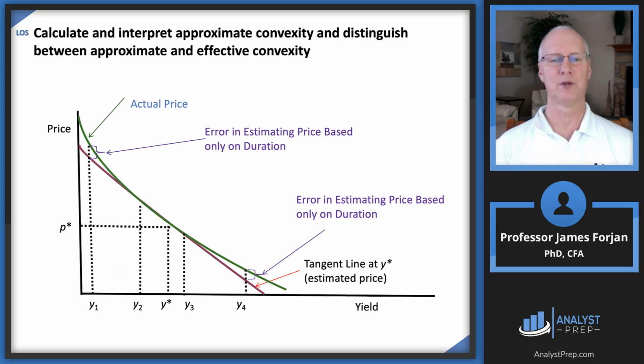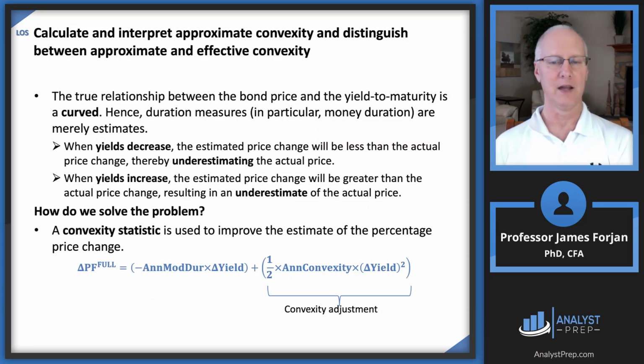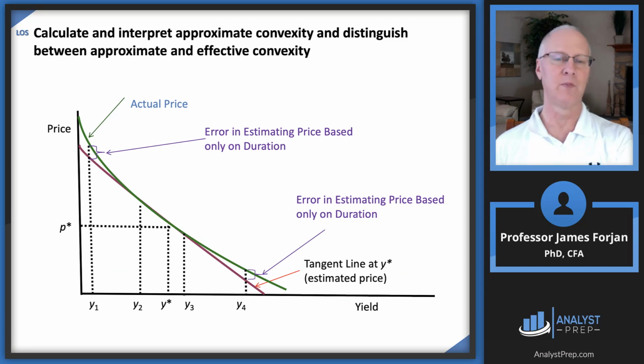And here's a graphical description of what I was saying there. Look at that red line, the tangent line to the green curve, and that's the slope of the line. And so duration only gives you an estimate. You have to make that convexity adjustment. So notice at the top left and at the bottom right, I have this error in estimating price based only on duration. So you have to add the convexity adjustment. So let me go back here. That's important. Notice that after the parentheses there on the right-hand side of the equal sign, there's a plus. So you're always going to add the convexity adjustment. And this illustration here shows you perfectly why.